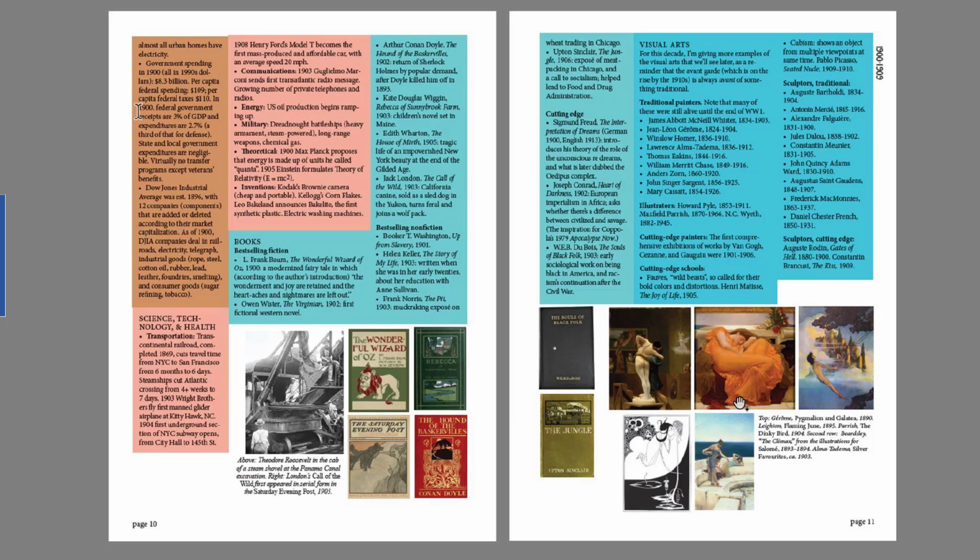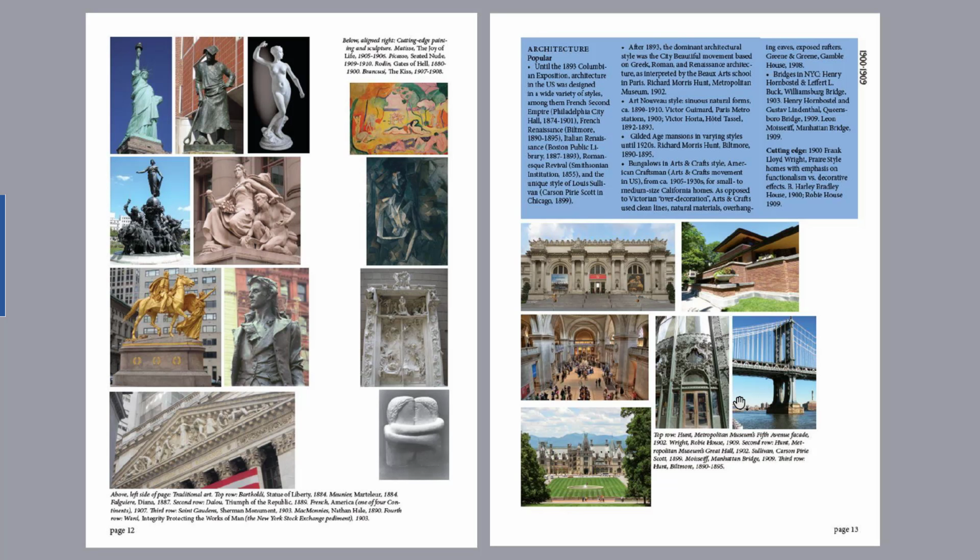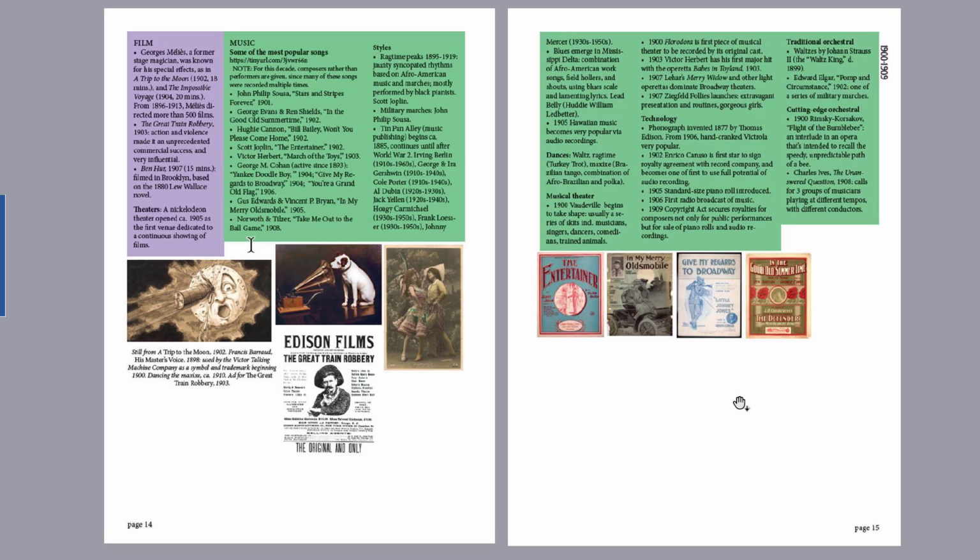There's a section of books, which includes, separately, bestsellers and cutting-edge works. And there's a section on visual arts, which includes sections on painting and sculpture, also divided into popular and cutting-edge. Incidentally, this decade, 1900 to 1909, includes more illustrations than usual because I wanted to set the context. There is always a section on architecture, again with sections on popular versus cutting edge. There's a section on film, including top-grossing movies, and when we get that far, TV and video games. And the final section is music. Music includes the most popular songs year by year, the most popular albums when we get that far, styles, dances, major works of musical theater, technology, and traditional and cutting-edge orchestral works. So that's the overall layout for each decade.